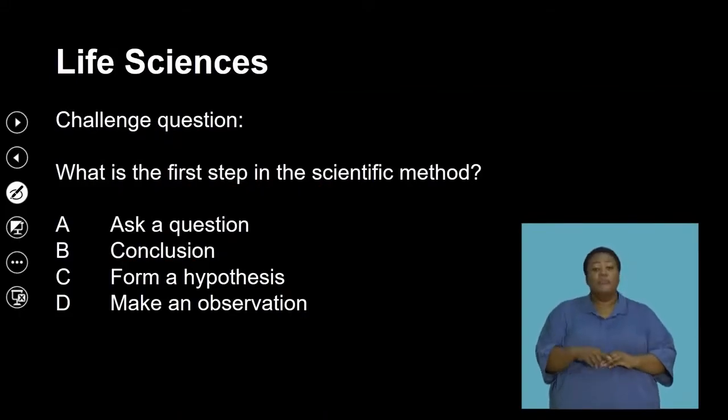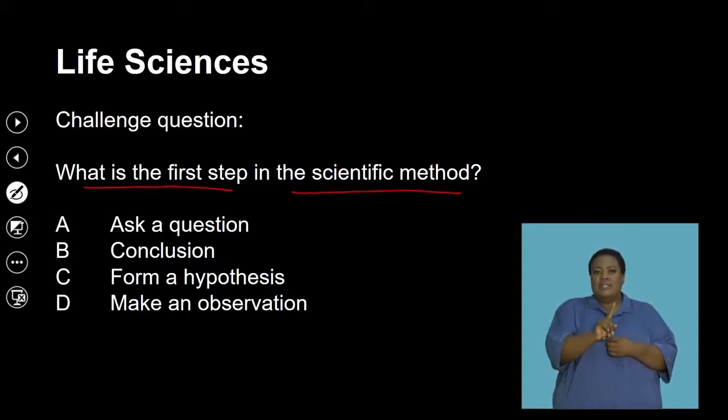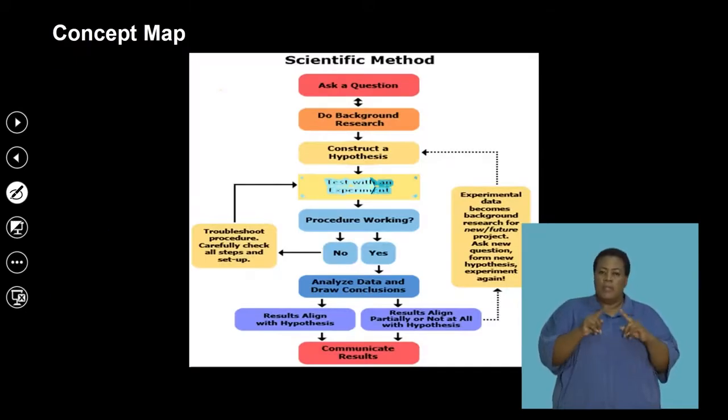I've got a challenge question for you today, and we're going to look at this at the end of this session. The question is, what is the first step in a scientific method? The options are: A, to ask a question; B, a conclusion; C, to formulate a hypothesis; or D, to make an observation. I'm going to leave that with you to simmer over as we get through this lesson.